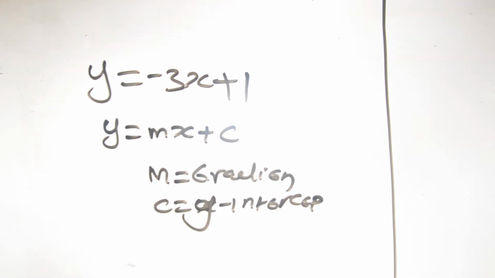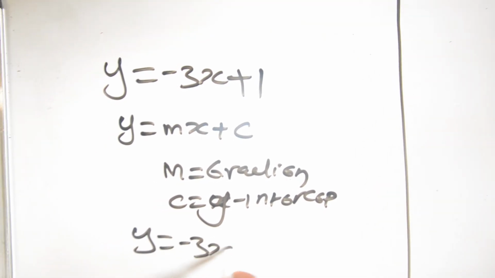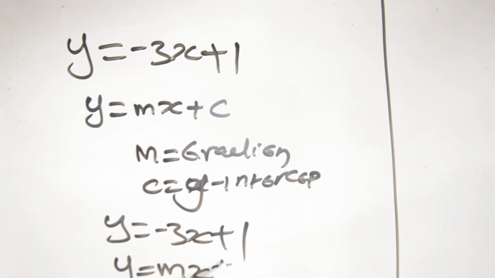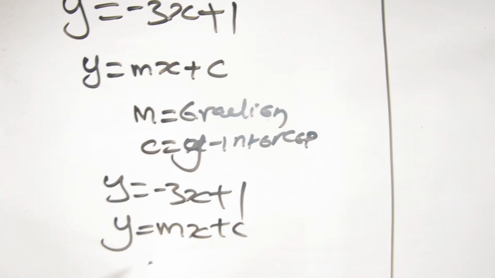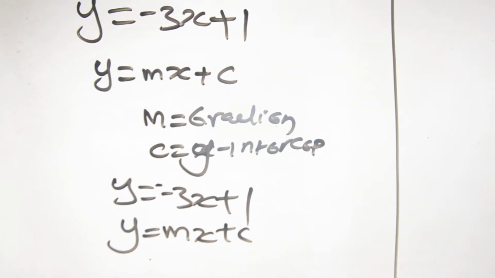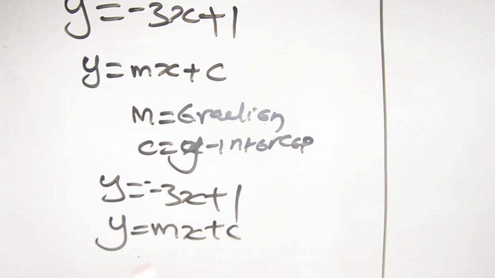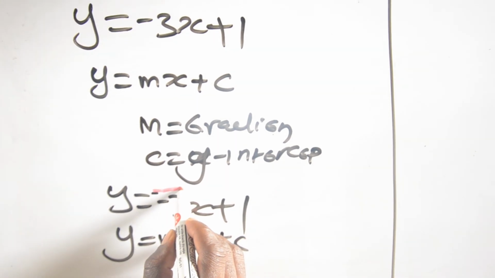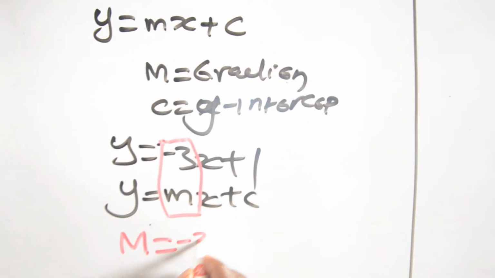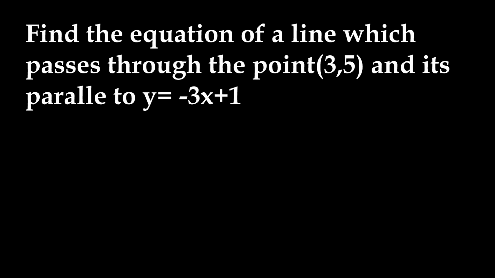So for this equation, y = -3x + 1, we write here y = mx + c. This means that -3 goes with m. So our gradient for this line is equal to -3. Are we together? But here the question says, find the equation of a line passing through that point.